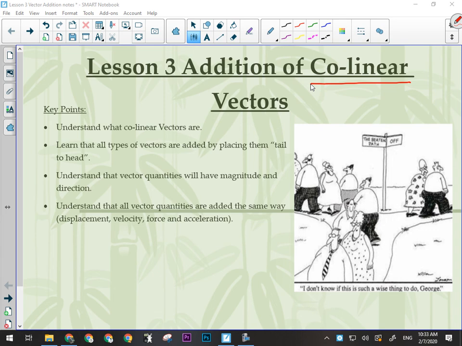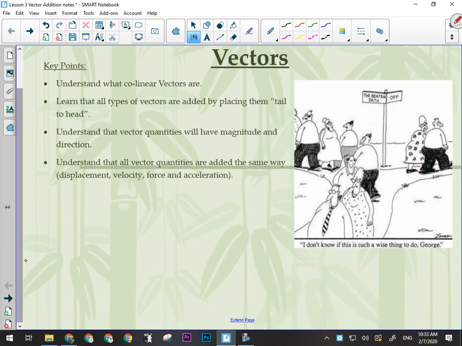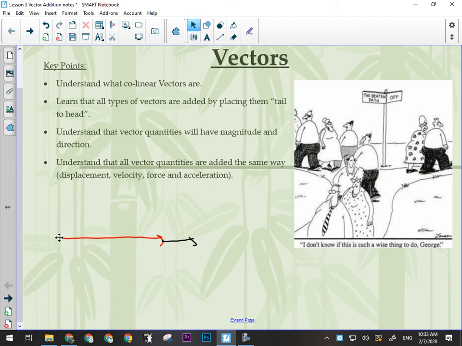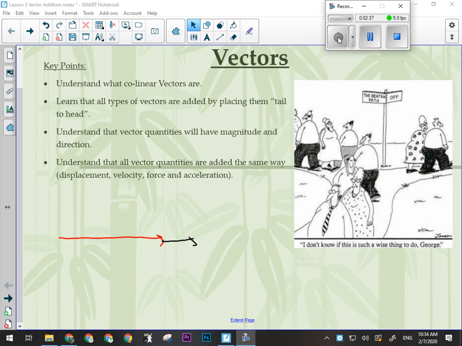So a vector diagram ends up looking something like this. If I have an object that went east, I would draw it like that, and then I would put the next one on the head of that. So the tail of the next vector goes on the head of that one. I have to line up my board. Does that make sense to everybody? Probably doesn't, because the board's out of alignment. It's all crooked. Okay, let's try that again.